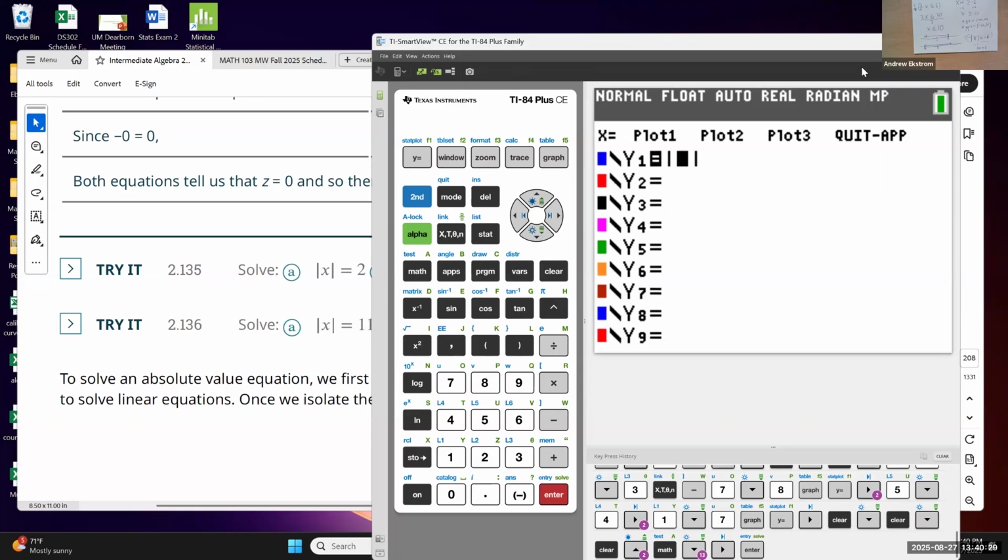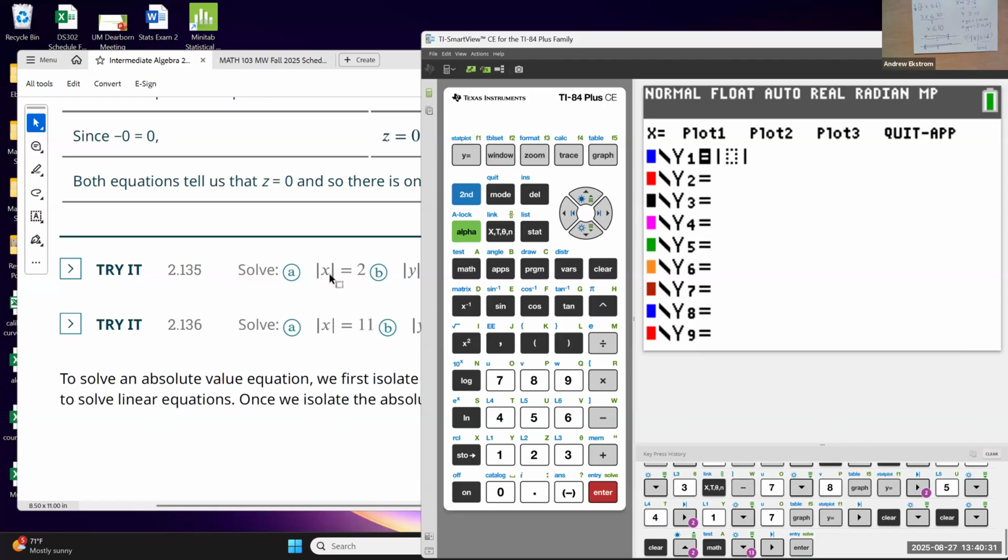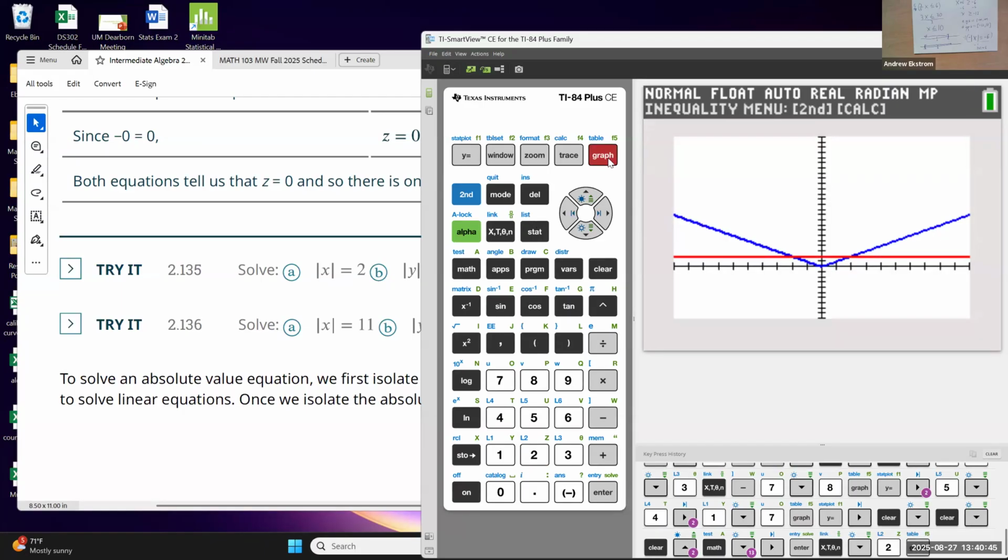And then this thing is just saying x. So I can plug in x. Down here, I want to see 2. And then go ahead and graph this. Where do the blue line and the red line intersect? Looks like -2 and +2, right? What did I say the answer to this one was going to be? -2 and +2.